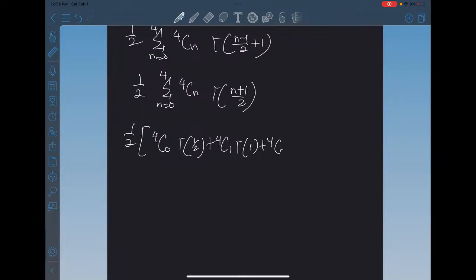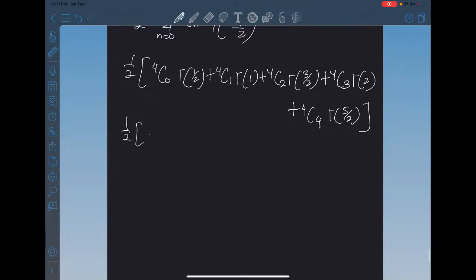Okay, now this evaluates to 1 over 2, 4C0 gamma of half, plus 4C1 gamma of 1, plus 4C2 gamma of 3 by 2, plus 4C3 gamma of 2, plus 4C4 gamma of 5 over 2, right? Now we know that 4C0 is just 1, gamma of half is root pi, 4C1 is 4, gamma of 1 is just 1, 4C2 is 6, gamma of 3 by 2 is root pi by 2, 4C3 is 4, gamma of 2 is 1 again, 4C4 is 1, gamma of 5 by 2 is 3 by 4 times root pi.